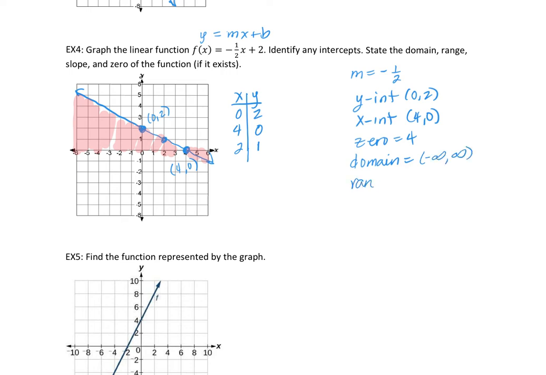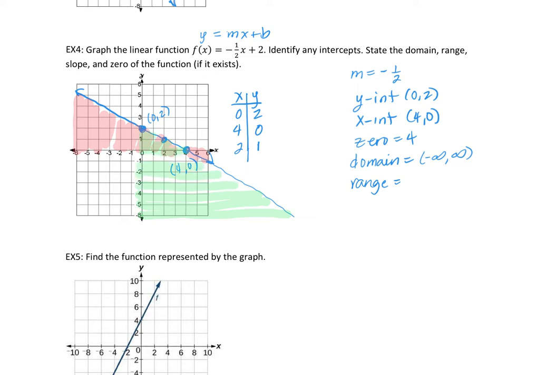And the range, if I look at going from bottom to top and I pick any y value, now remember this line is going to extend on forever and ever, so that if I pick any y value, it will correspond to some point on the graph.